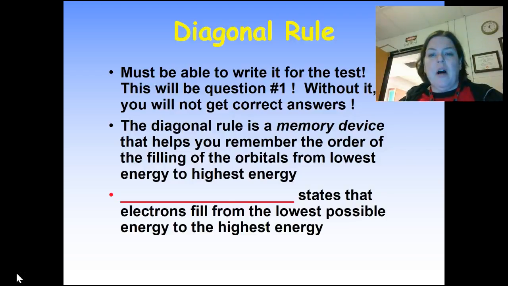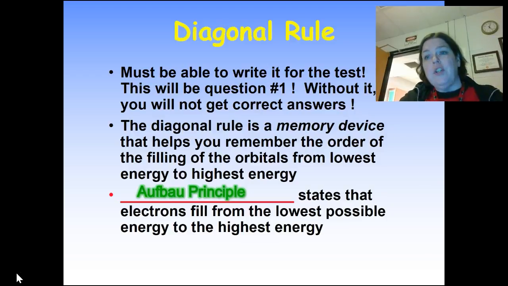So it's based upon the Aufbau principle. The Aufbau principle says that electrons have to fill from lowest to highest. I cannot fill an energy level that is higher before all of the energy levels that are lower are completely filled. So I can't fill a 2s until a 1s is full. So we get this idea that there is an order that we have to follow. So the Aufbau principle is the thing that is talking about that.